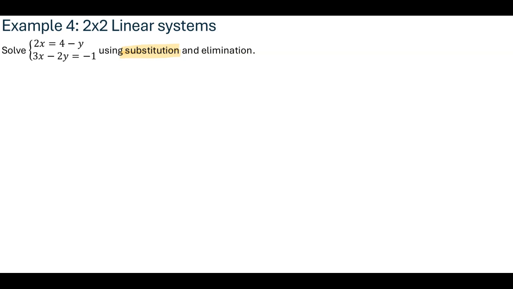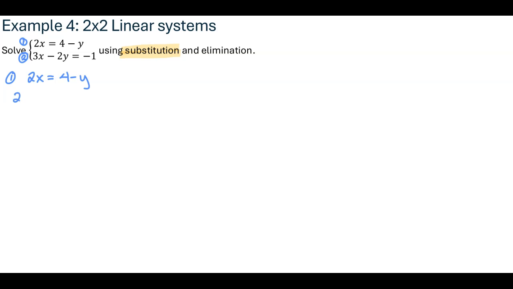Okay, so if we're going to use substitution, basically what that means is you will pick one of the equations and solve it for one of the variables, and then you will substitute that into the other equation. So I'm going to take equation 1, 2x equals 4 minus y, and I'm going to solve for y. You could easily solve for x as well, just divide everything by 2, but that's going to give me fractions, and I don't know if I want to deal with that. So I'm going to go ahead and solve for y.